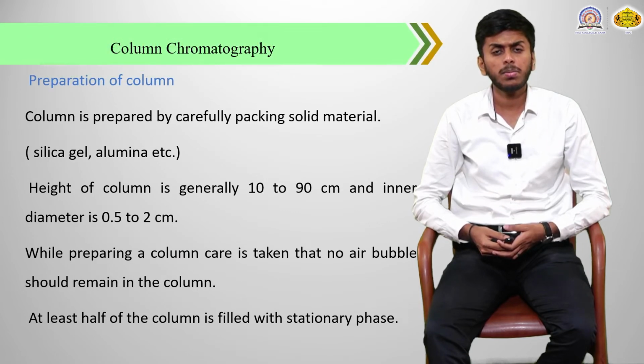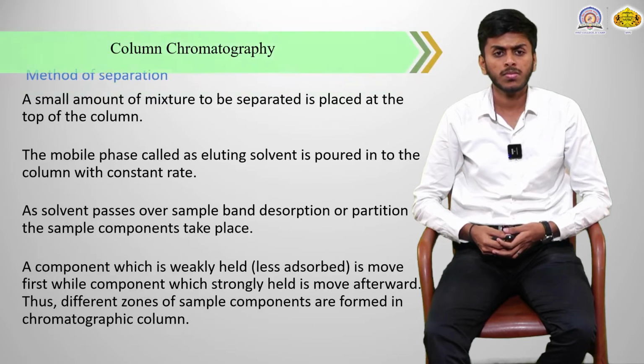Now we will study the preparation of the column. Column is prepared by carefully packing solid materials such as silica gel, alumina, etc. Height of the column is 10 to 19 cm and inner diameter varies from 0.5 to 2 cm. While preparing a column, care is taken that no air bubble should remain in the column. At least half of the column is filled with the stationary phase for the separation.